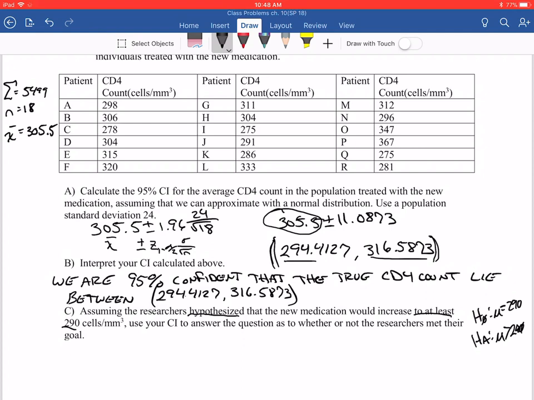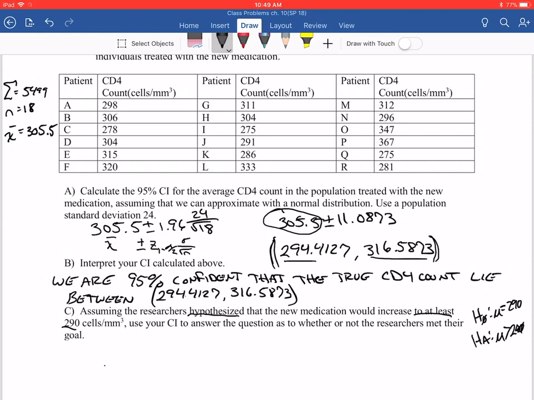Well, our confidence interval is higher than 290, right? Even at the very lowest point. So say the actual true average is 294.4, well, that's above 290, right? So we're already guessing correctly from the alternative hypothesis. So we're going to reject the null hypothesis.